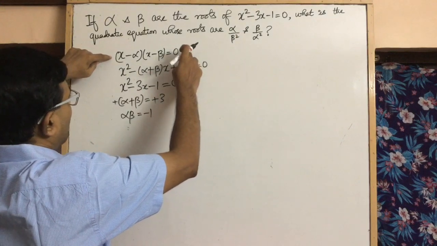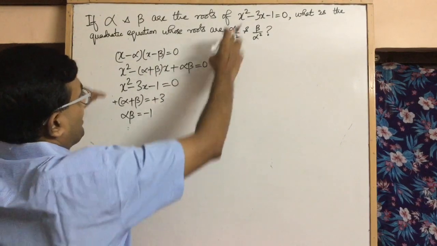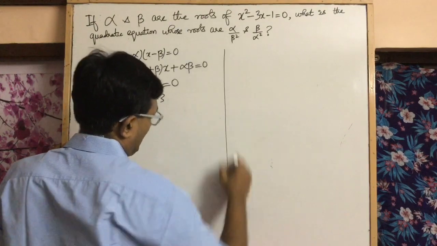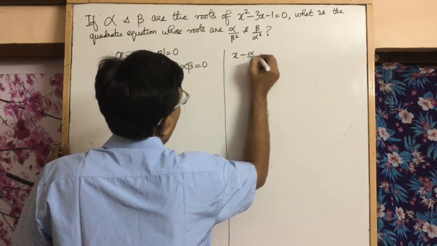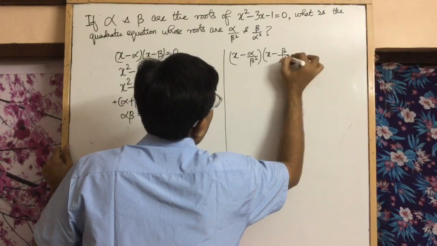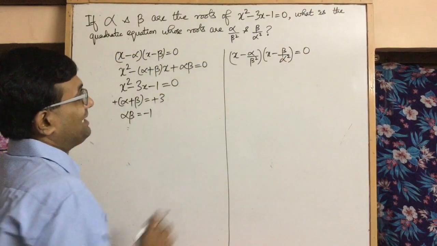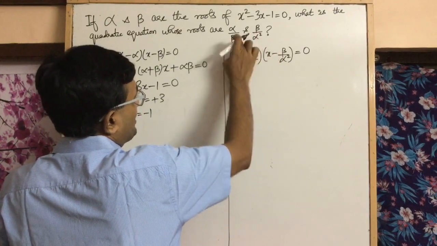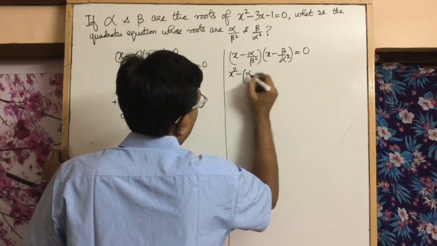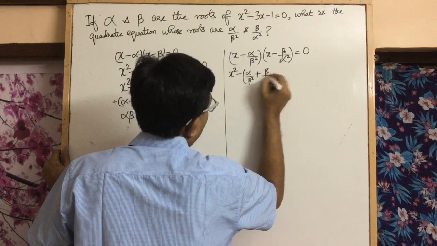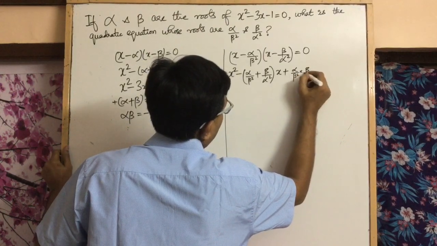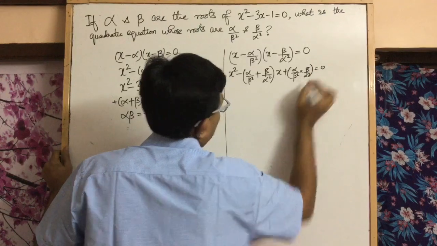Using the same token, the required equation that we are looking for would simply be x minus alpha by beta squared into x minus beta by alpha squared is equal to 0. Right? Because we are looking for the quadratic equation whose roots are alpha by beta squared and beta by alpha squared. So again we expand this out: x squared minus alpha by beta squared plus beta by alpha squared times x plus alpha by beta squared into beta by alpha squared is equal to 0.